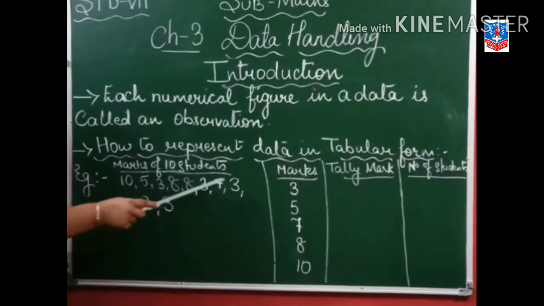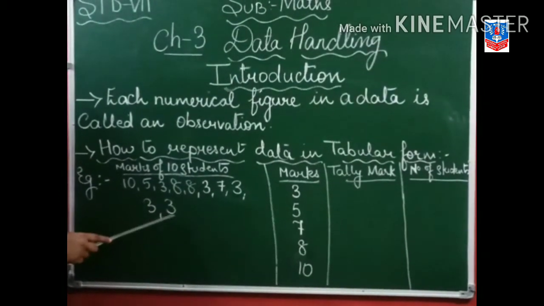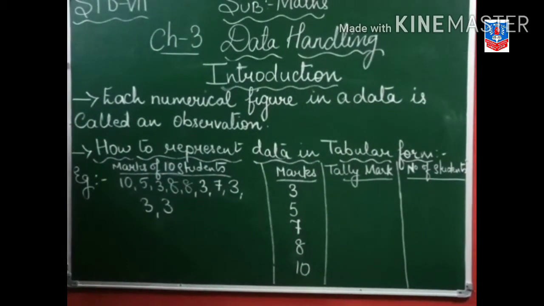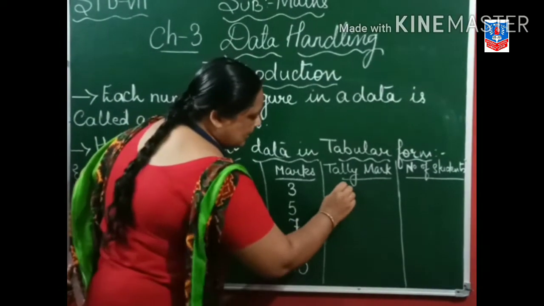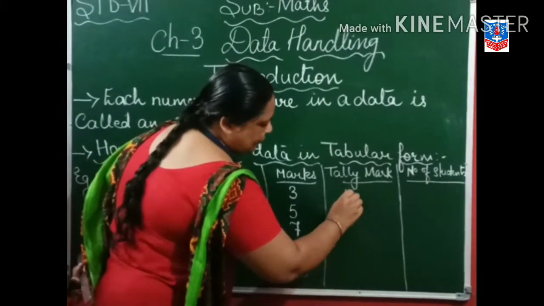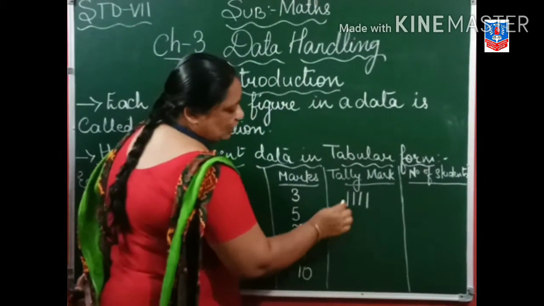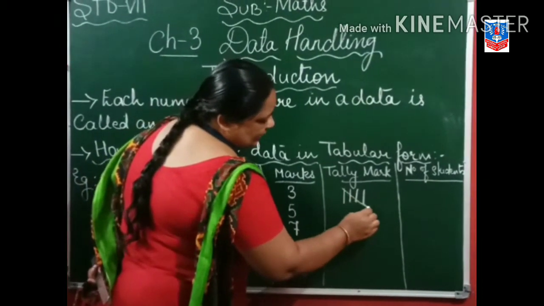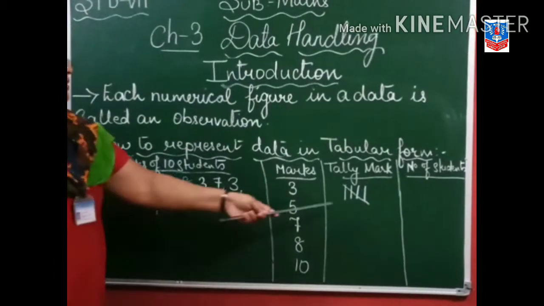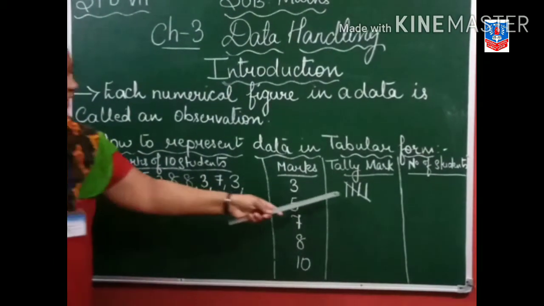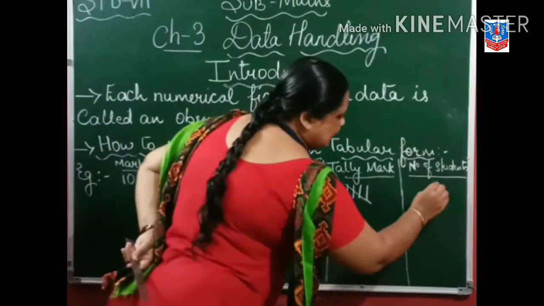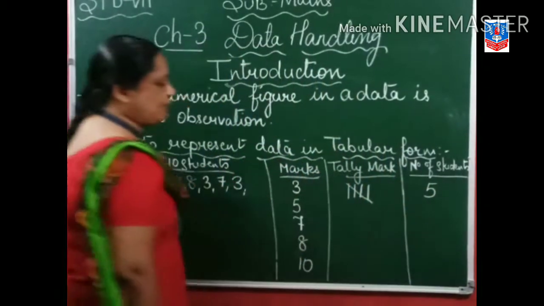Now see here, how many students got 3 marks? 1, 2, 3, 4, 5. Now how will we write tally marks here? See this way: 1, 2, 3, 4. And now what will you do? You will draw a line like this. That is 5. Now we will write here number of students 5.